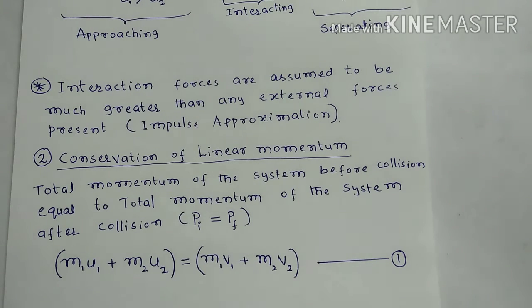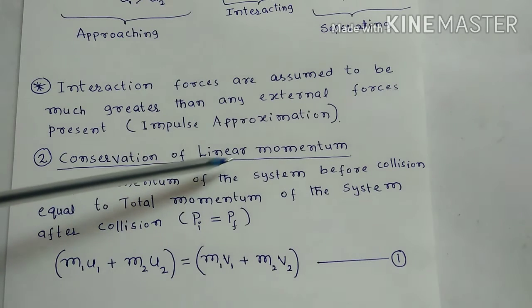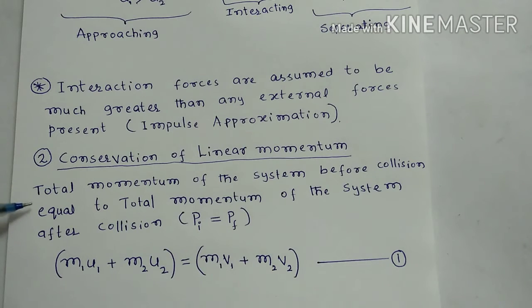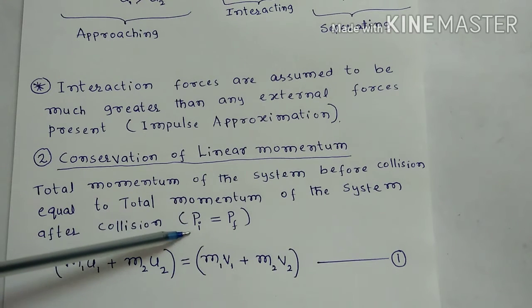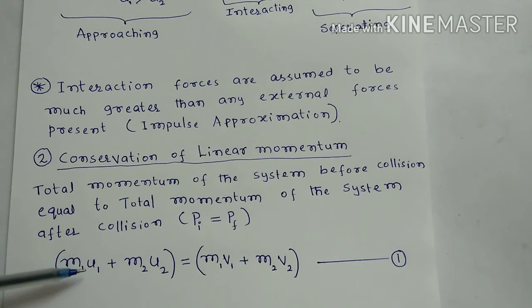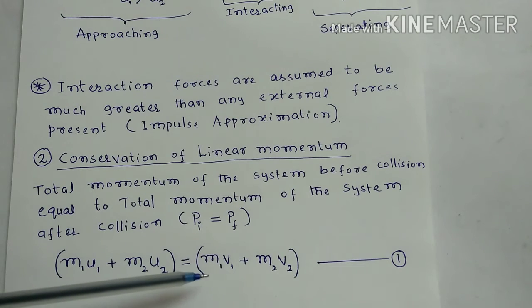Now the second topic, conservation of linear momentum. Total momentum of the system before collision equals total momentum of the system after collision. That is Pi equals Pf. What is the system here? Two particles of mass m1 and m2. Initially they were moving with velocities u1 and u2. So the initial total momentum is m1u1 plus m2u2. After collision, their velocities changed to v1 and v2. So the final momentum is m1v1 plus m2v2. This is equation 1.